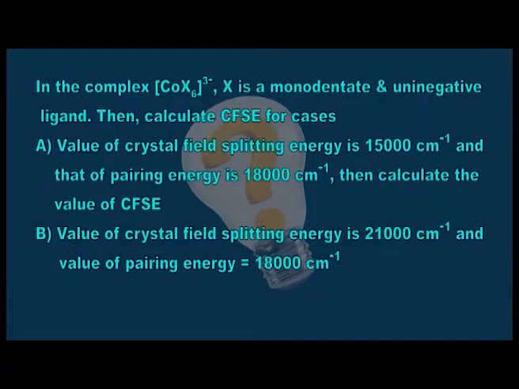So let's solve a numerical problem. In this problem, you have a complex [CoX6]3-, where X is a monodentate uninegative ligand. Now you calculate the CFSE value for part A. The value of crystal field splitting energy is 15,000 cm-1 and that of pairing energy is 18,000 cm-1. Then calculate the value of CFSE in this case. In case B, the value of crystal field splitting energy is 21,000 cm-1 and the value of pairing energy is 18,000 cm-1. So in that case too, you determine the value of CFSE.